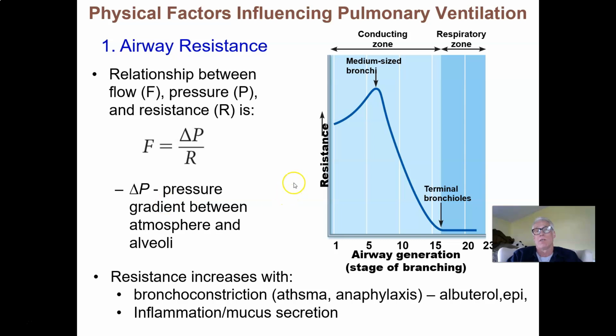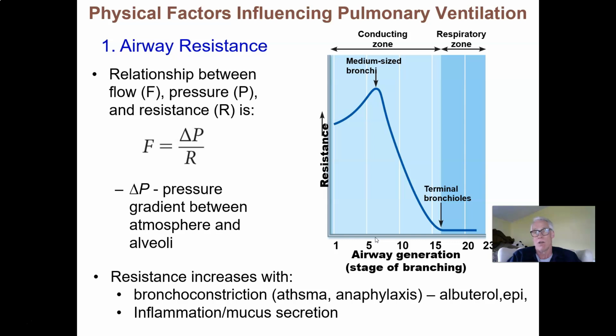So what about resistance? This interesting graph shows you the resistance on the y-axis to airflow, opposition to airflow, and on the x-axis is showing you the number of branchings of the bronchi. So there's around 23 branches down to the terminal bronchioles. It turns out that the intermediate sized bronchi have the greatest resistance.